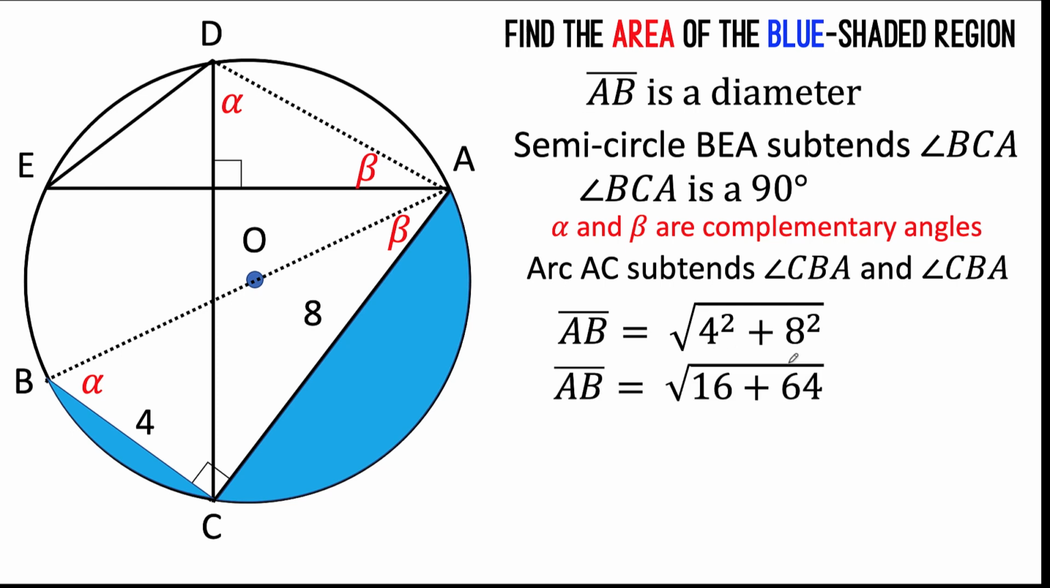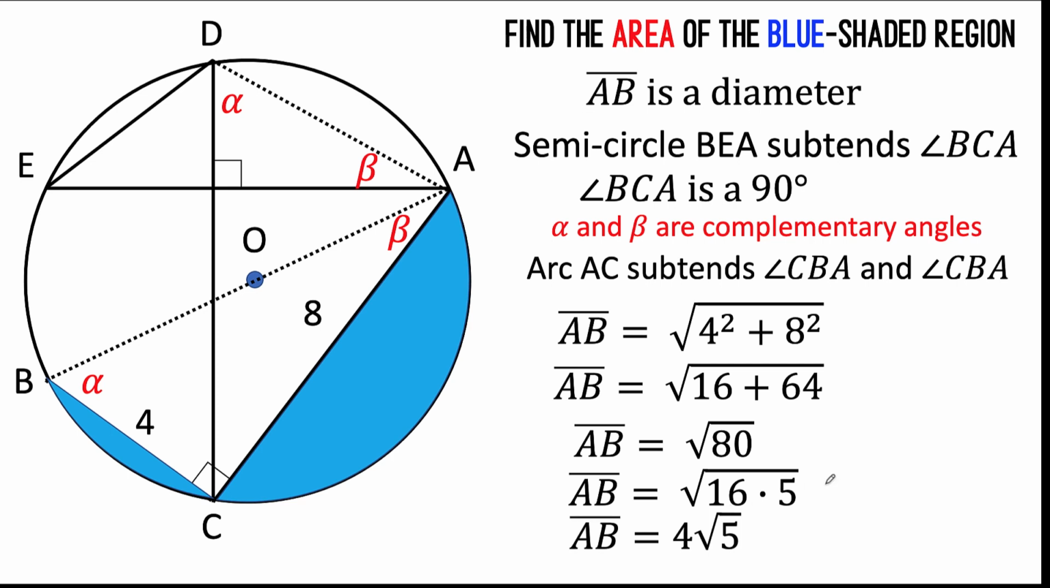So solving for the length of segment AB, 4 squared is 16, 8 squared is 64, and 16 plus 64 is 80. So the length of segment AB is square root of 80, or 80 is 16 times 5. The square root of 16 is 4, and copy square root of 5. So the length of our diameter is 4 square root of 5, which means that the radius is 1/2 of 4 square root of 5, so the radius is 2 square root of 5.